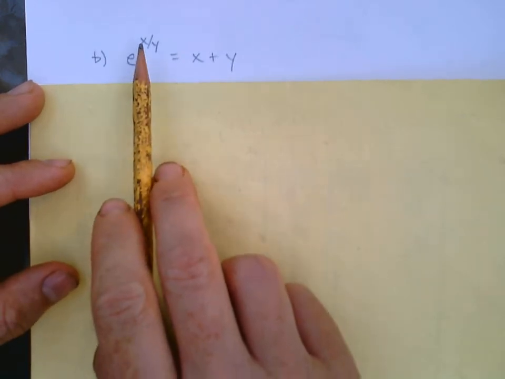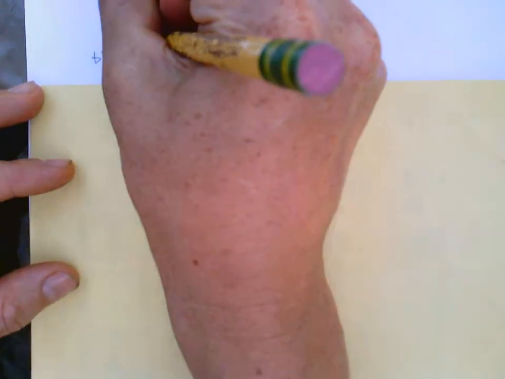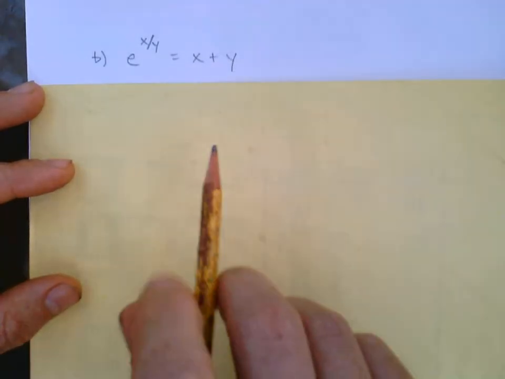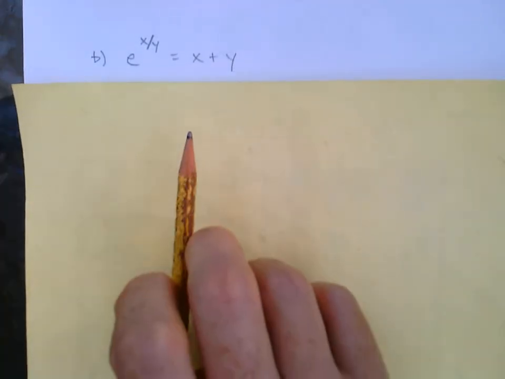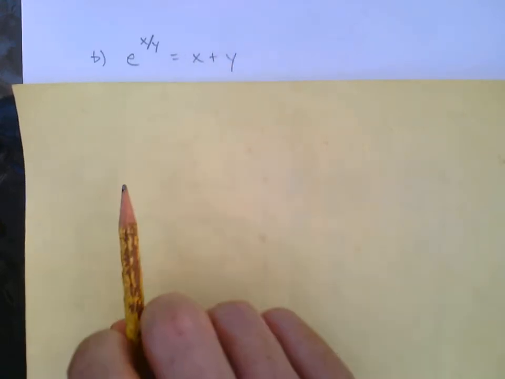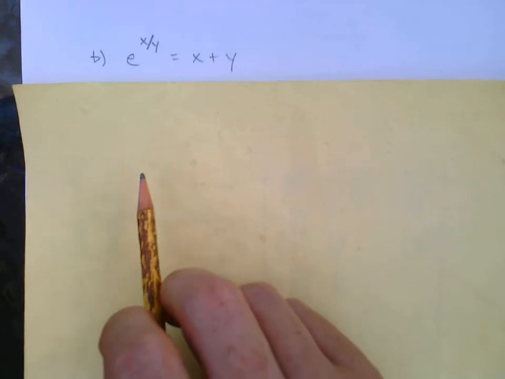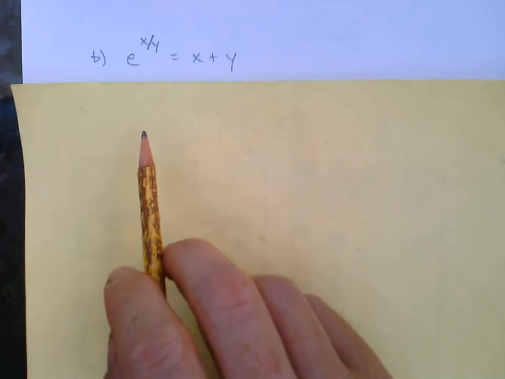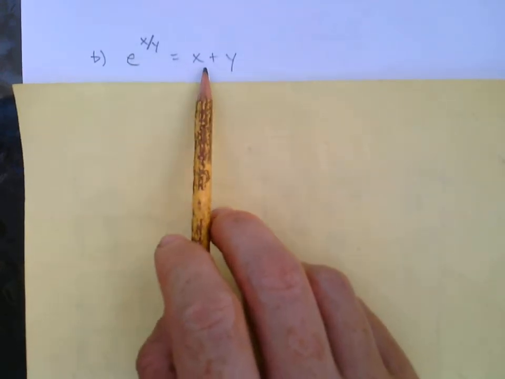e raised to the x over y, that is division, equals x plus y. Okay, so we don't always have it equal to a constant, right? We can put variables on either side. e to the x over y equals x plus y.